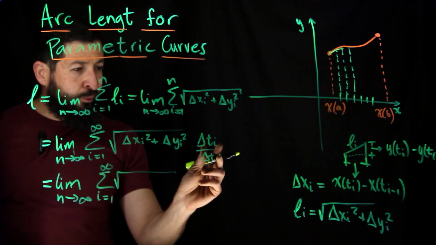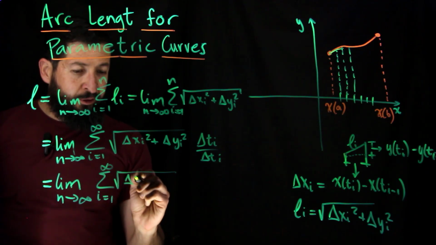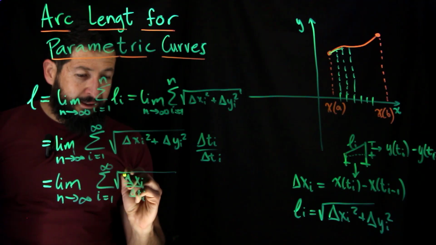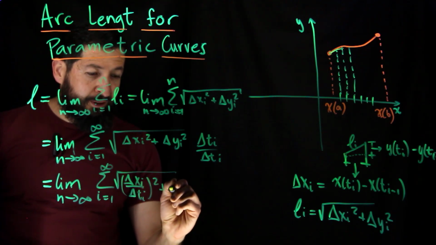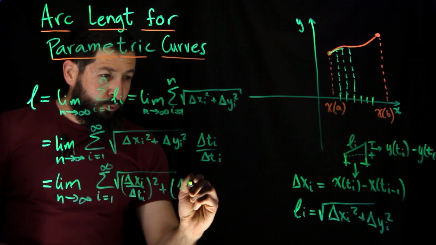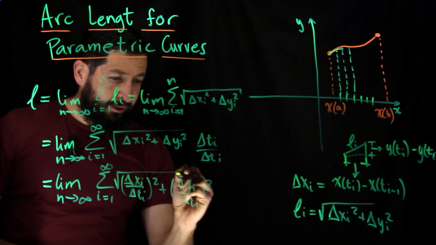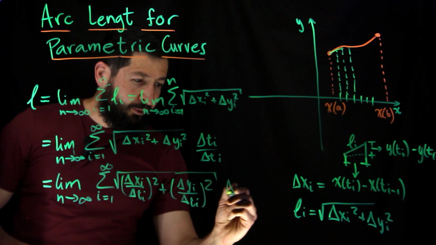And so when I move this one in, I'm going to have to move it with a square. So it's going to be delta xi over delta ti, squared, plus delta yi over delta ti, squared. And I'm going to have a delta ti out here.